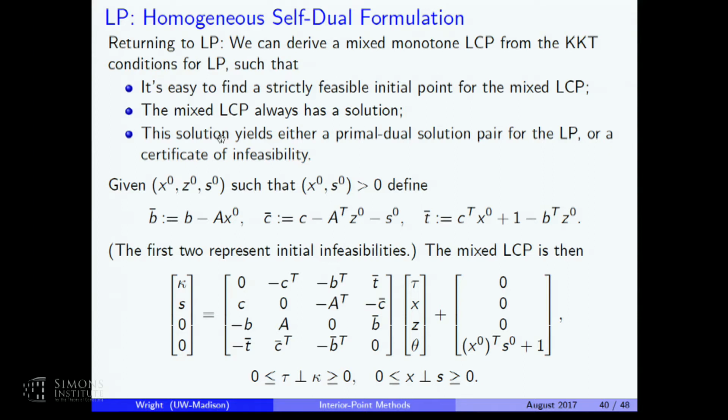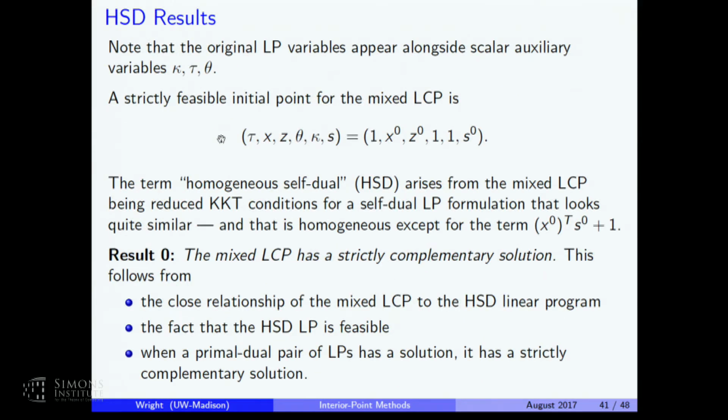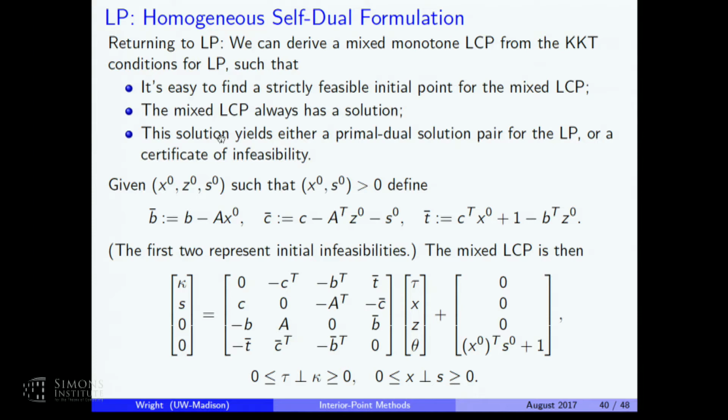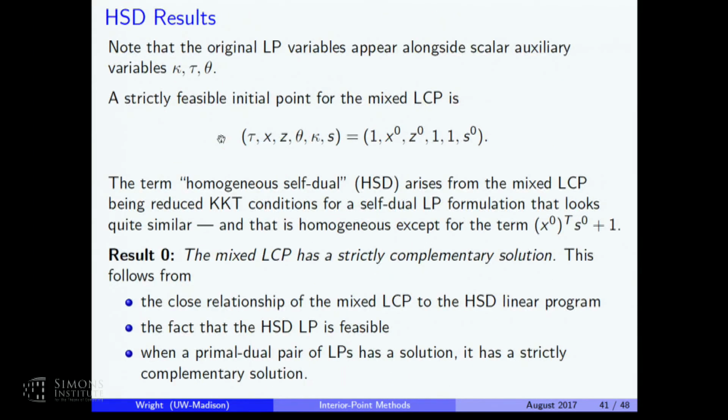As before, we have the x and s complementary, just like we did in the original KKT conditions. And we've bordered the original KKT conditions with this extra row and column that involve these quantities that I just told you about. Now, this is all kind of magic. I'd have to go into a lot of detail to describe exactly why this works. But let me just tell you that you can easily write down a strictly feasible point for that mixed LCP. You can set the variables you just added, the tau and the kappa and the theta, all to 1. You just define x, z, and s to be the original x naught, z naught, s naught that you gave me to start with to define this problem.